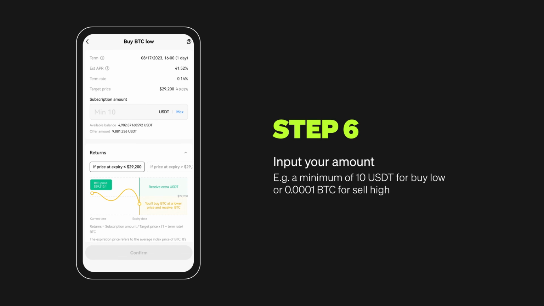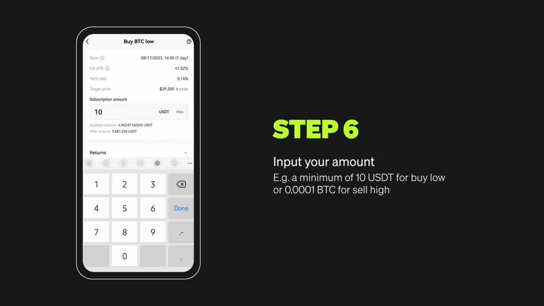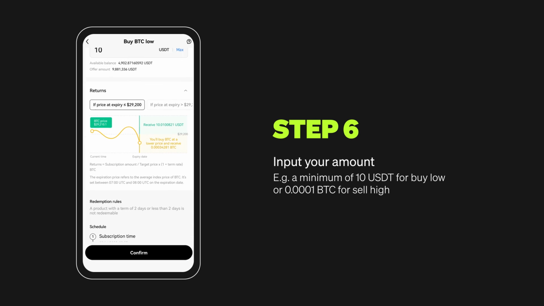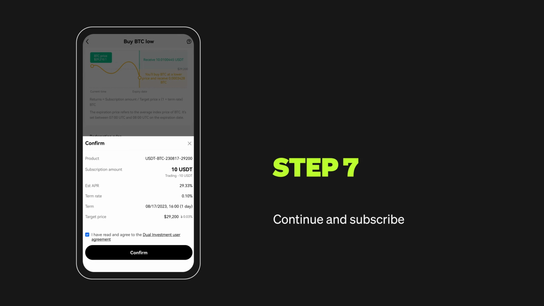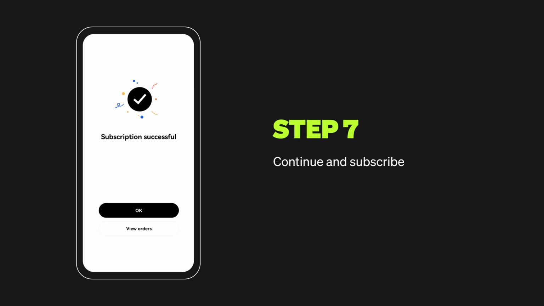Now, input your amount and note the minimum order size of 10 USDT for buy low and 0.0001 Bitcoin for sell high. Finally, select Confirm to subscribe.